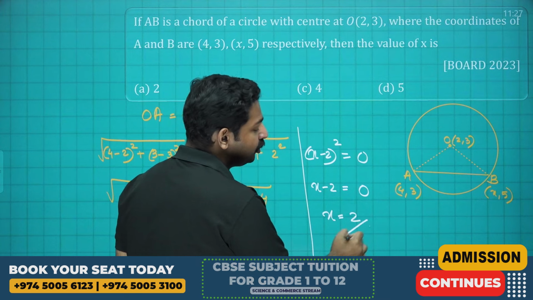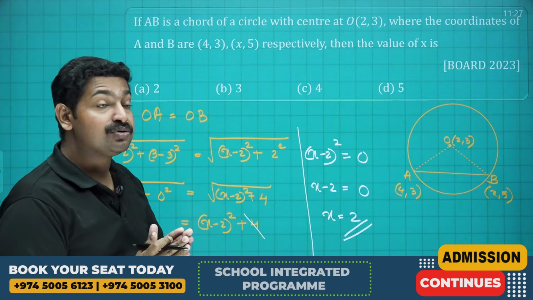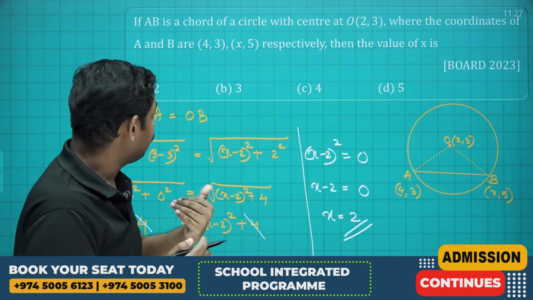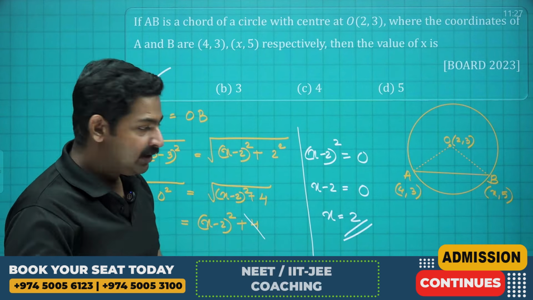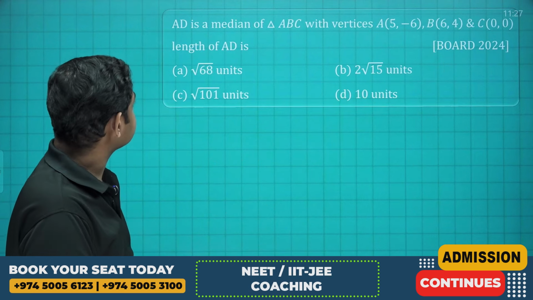Then x is equal to 2. The value of x is equal to 2. So that's the question. We need to get the value of x. And what is the value of x? 2. Option A is the correct answer. Okay. So now we are moving to the next one.